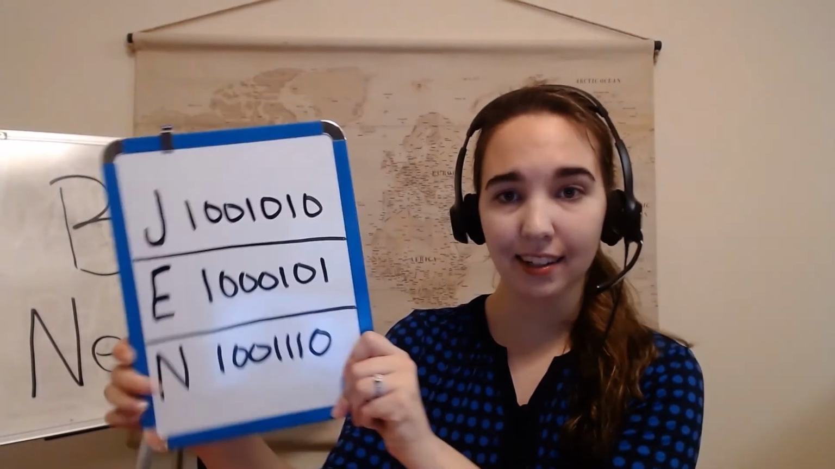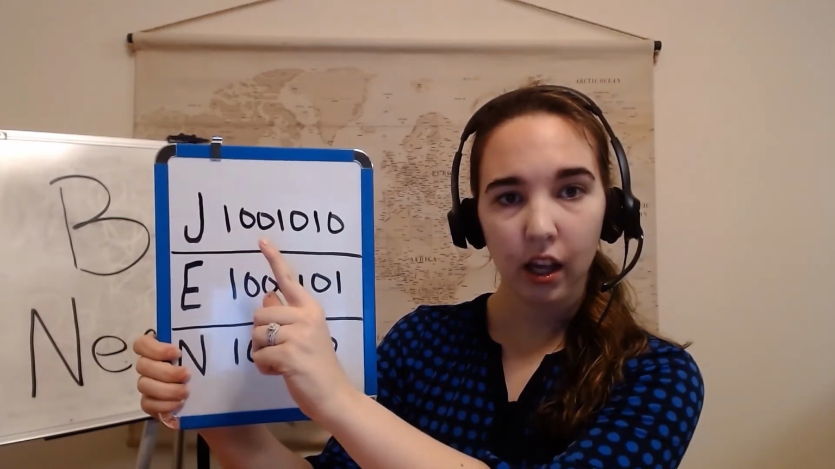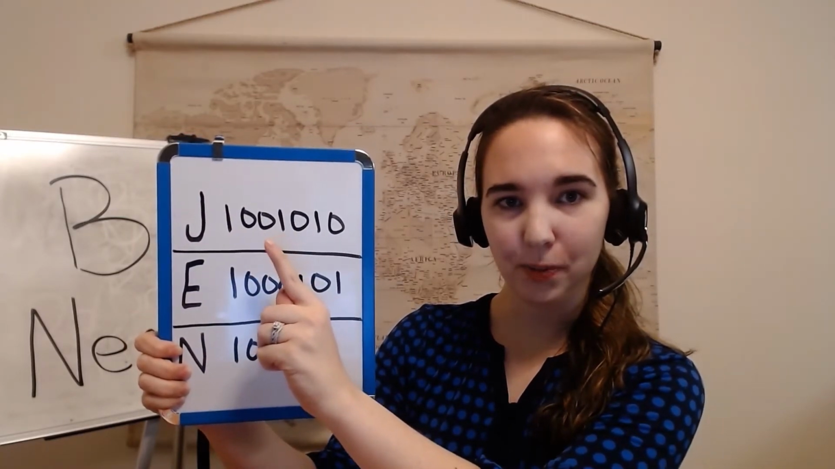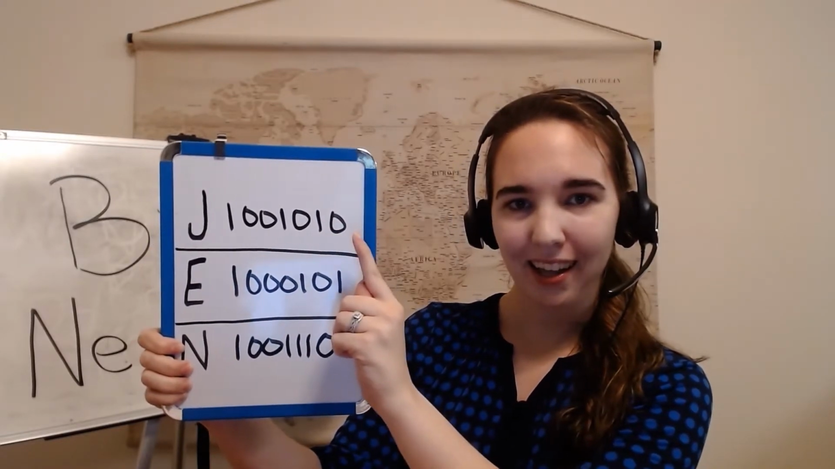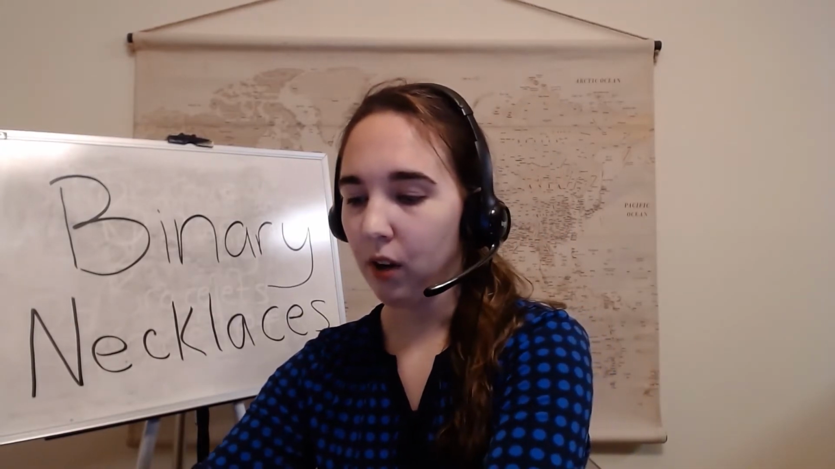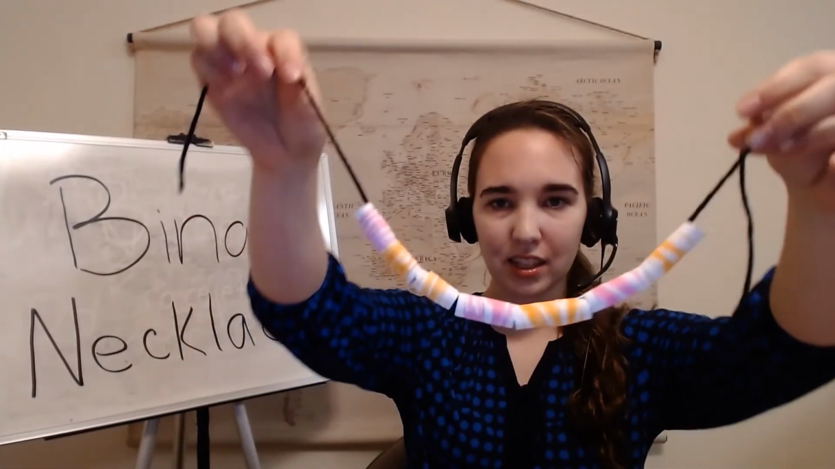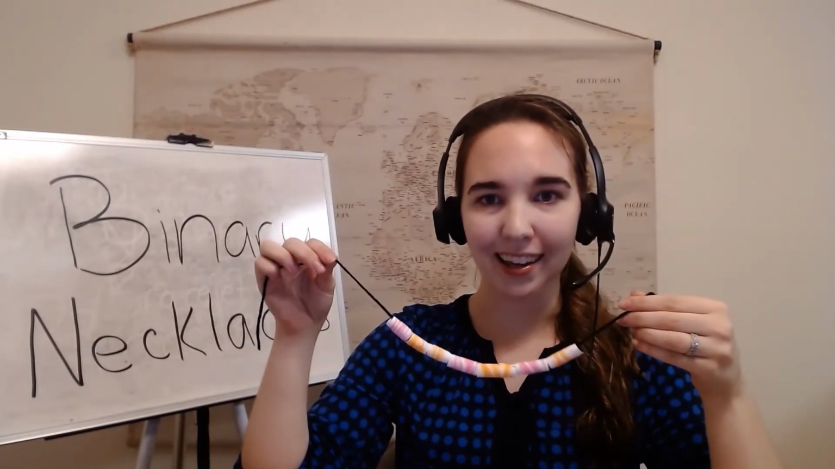So for Jen, I need a pink bead, an orange bead, an orange bead, a pink bead, an orange bead, a pink bead, and an orange bead for my J. So I went ahead, and this is what my necklace looks like so far with J.